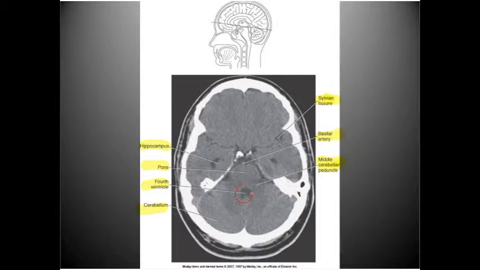Okay, here is fourth ventricle, cerebellum, frontal lobe, falx cerebri, hippocampus, pons being this large rounded structure there.